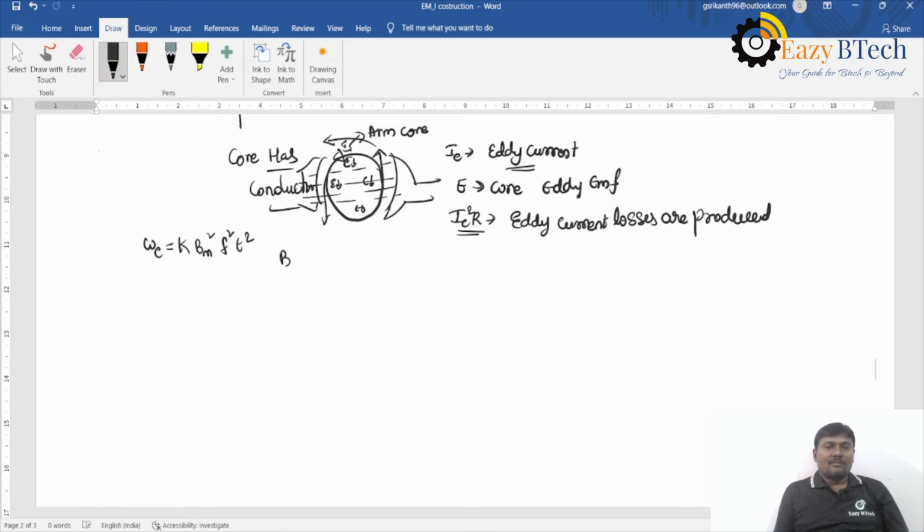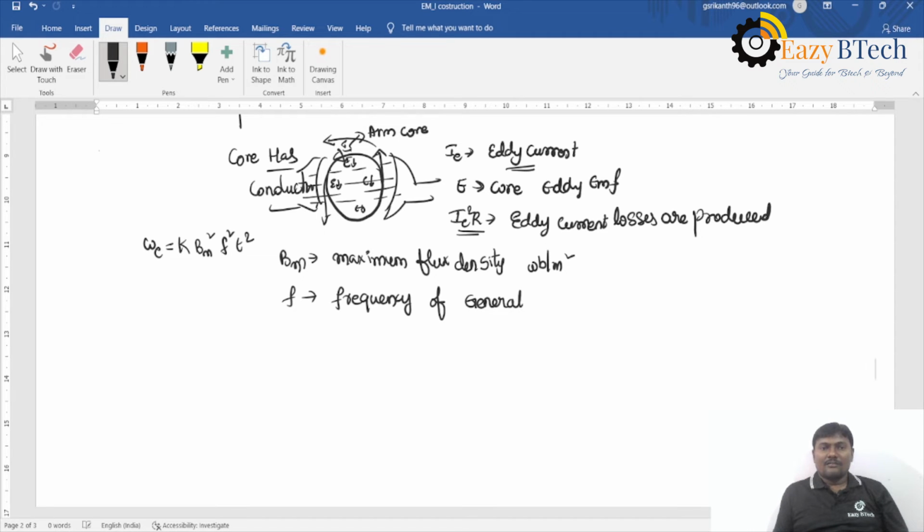The eddy current losses are produced. The eddy current losses is equal to K into B max square F square T square, where B max is the maximum flux density in Weber per meter square. F is the frequency of generated wave.